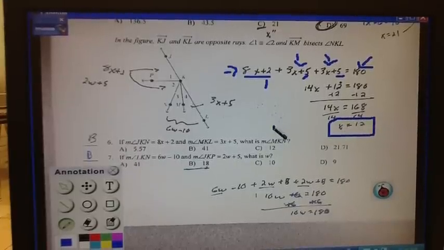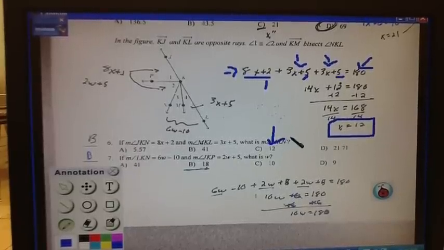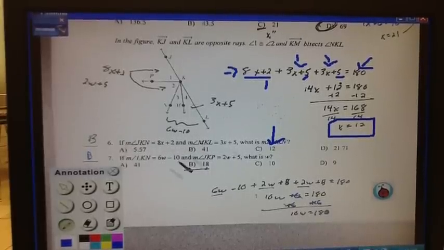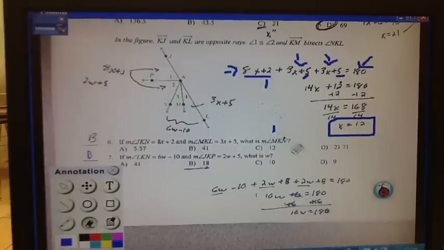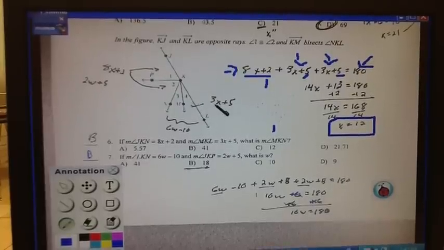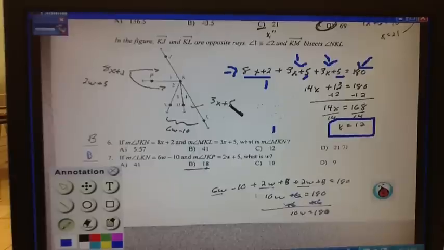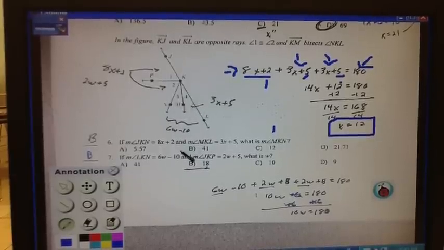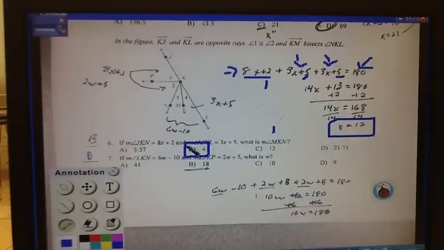Okay? Again, they have 12. Not the right answer. Don't let that trip you up. Alright, so what are we looking for? We're saying, what is MKN? So that's angle 3. So I'm going to take my 12, plug it back in for the 4. So 12 times 3 plus 5, whatever that is, it's going to be angle 3 as well. And it ends up being 41.